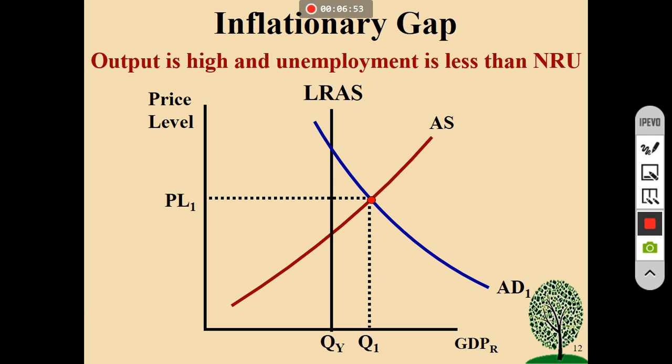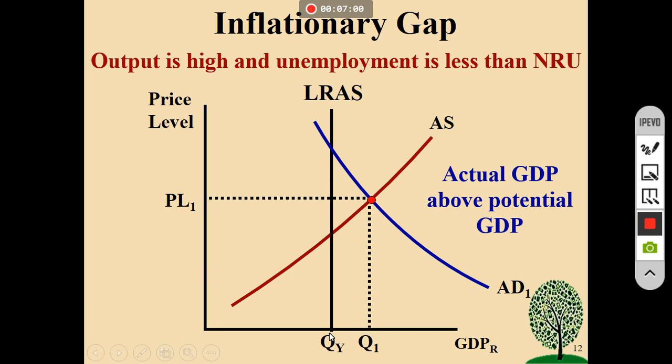So that's the inflationary gap. Actual GDP is above potential GDP. You can see that down here. This would be our potential at full employment, and this is where our actual GDP is. This is where we were sitting right before the COVID-19 shutdown happened. Our economy was in an inflationary gap. It was moving too fast.